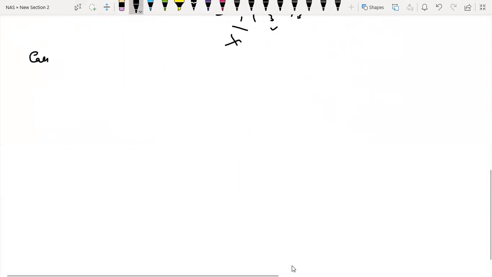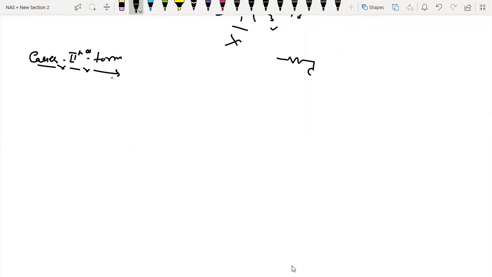Now we will discuss the Cauer second form. In Cauer second form, that is just opposite of the Cauer first form. R is in series and L is in parallel. So this is the standard form of the Cauer second form.